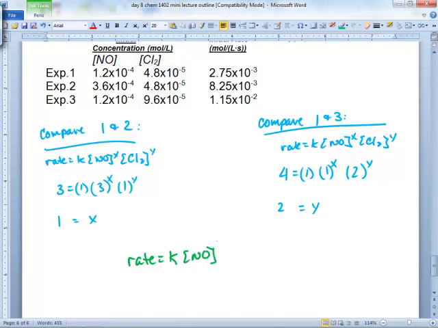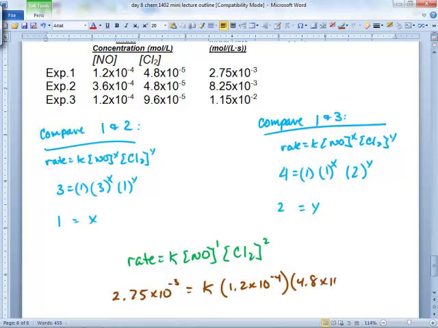So you get rate equals K, NO to the 1, and Cl2 to the 2? Okay. What experiment did you pick to find your K? The first one? Okay. Let's do the first one. You should get a big number. 2.75 times 10 to the negative 3 equals K times NO, which is 1.2 times 10 to the negative 4, times Cl2, which is 4.8 times 10 to the negative 5, and that has to be squared.